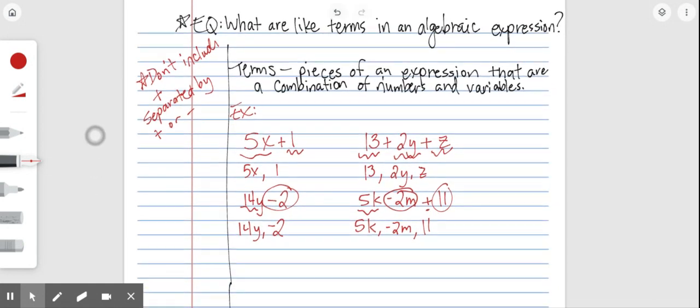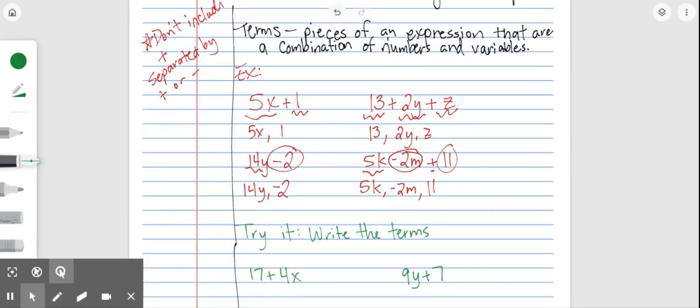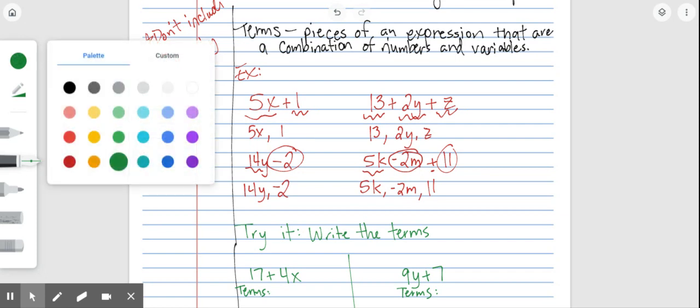I'm going to give you some try-its really quick to find terms. I gave you two try-its, and I want you to write the terms. So I'm going to write terms here. Terms. And then terms. Take a minute, pause this video, and write the terms on each of those.